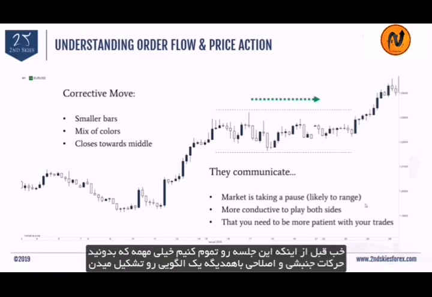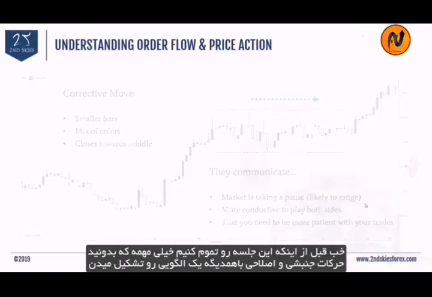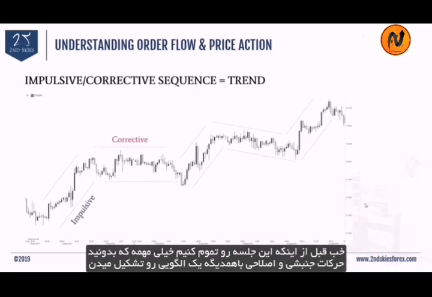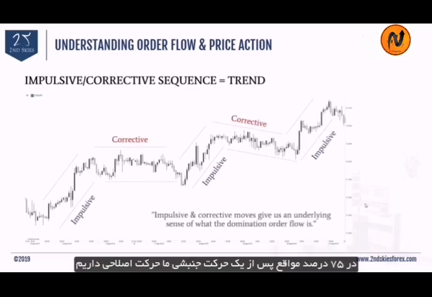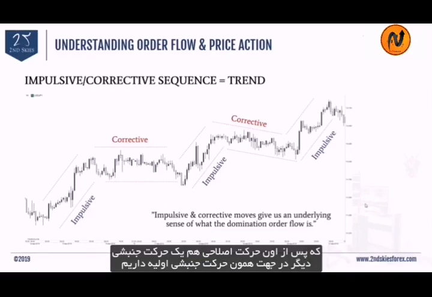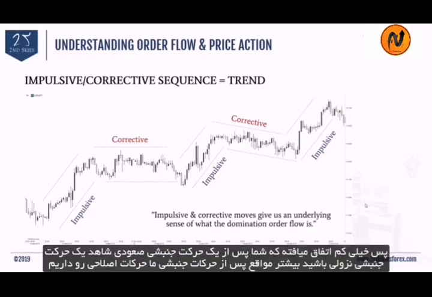Now, before we move on, it's important to understand that impulsive and corrective moves tend to operate in a pattern. 75% of the time, an impulsive move is going to be followed by a corrective move, which is then going to be followed by an impulsive move which continues in the same direction as the original impulsive move. So it's less likely that you're going to see a bullish impulsive move followed by a counter-trend bearish impulsive move. Much more likely is a bullish impulsive move followed by a corrective move.